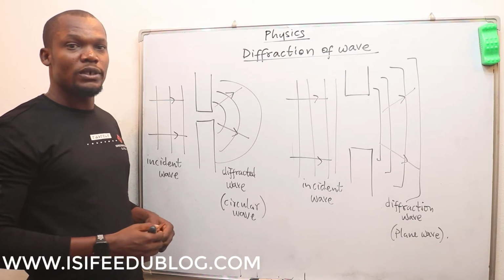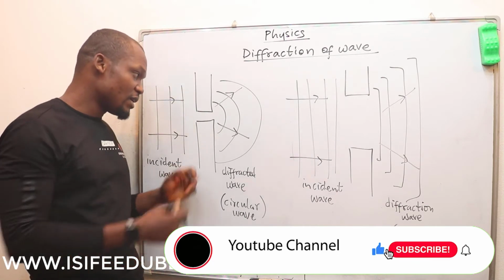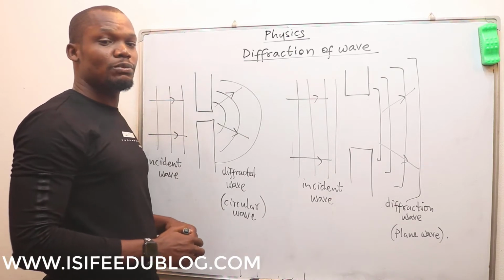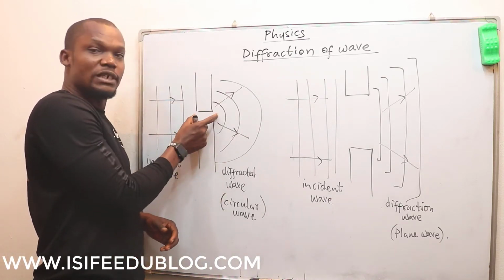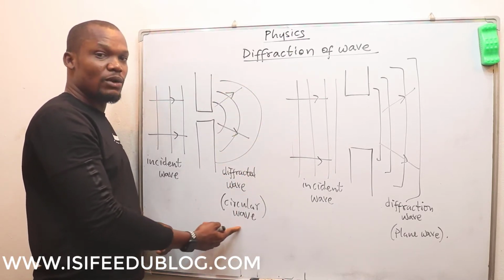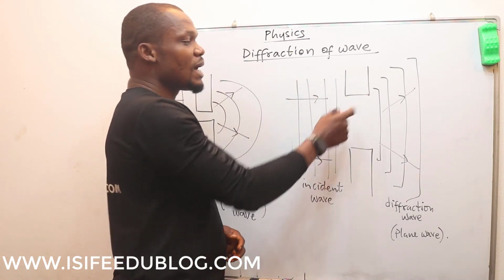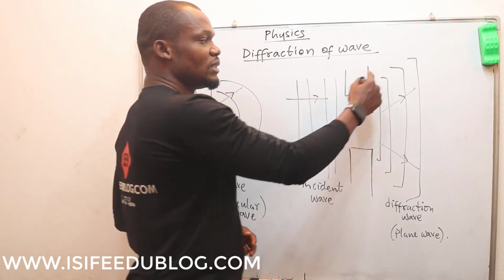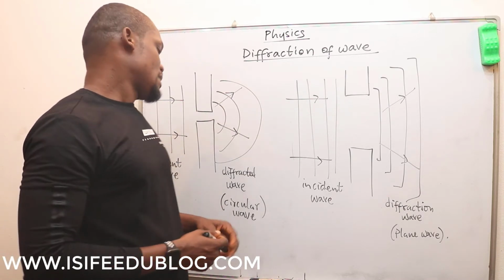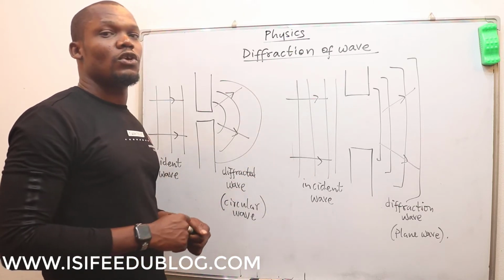Bend round the opening. There is diffraction here and there is diffraction here, but the difference between the two is that here it is a small opening, while in this particular diagram it is a large opening. So what happens? When the opening is small, the diffracted wave is going to give us a circular wave, but when the same incident wave is incident on an aperture and the opening is large, the diffracted wave is going to give us a plane wave. And this is all we can talk about under diffraction of wave.